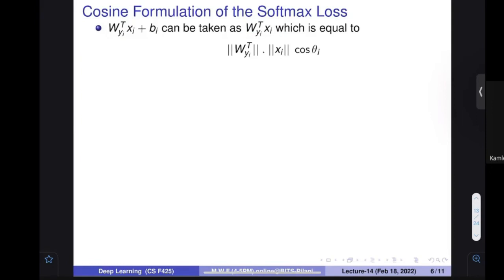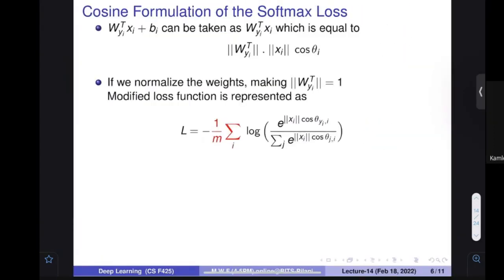You know that w transpose x is going to be the norm of w times the norm of xi into cos of theta i. You know that the dot product is computed in this particular way. This is the general definition of the dot product. So if this is the general definition of the dot product, can I do one thing?